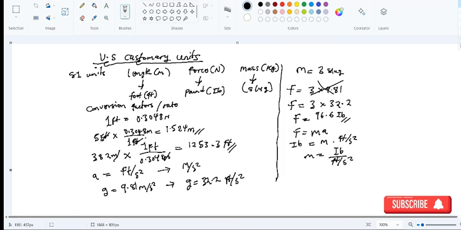Okay, so we can say that this is equal to slug. So that's what it basically means.